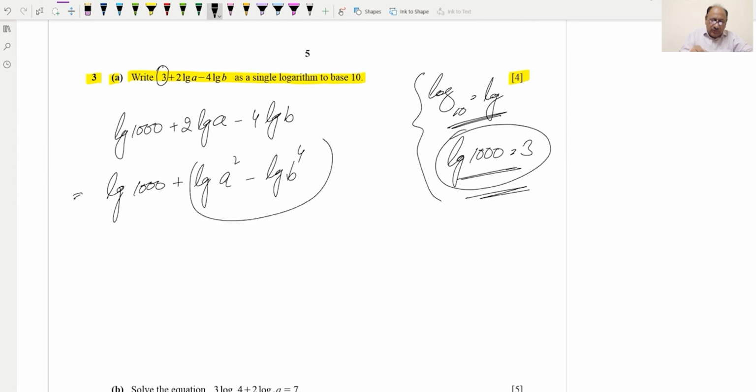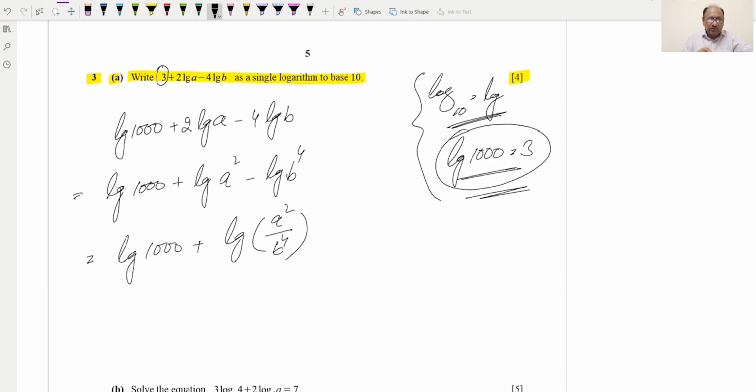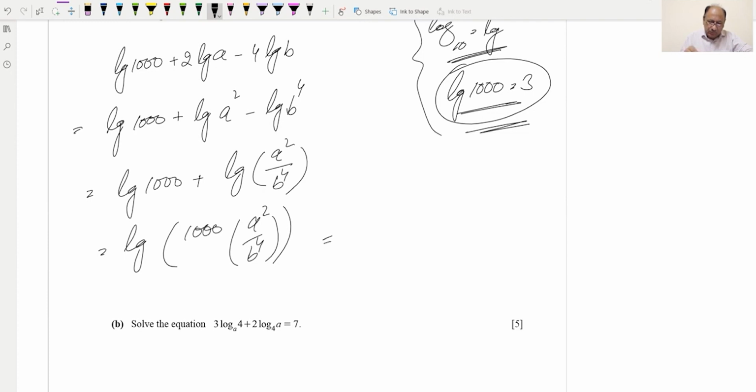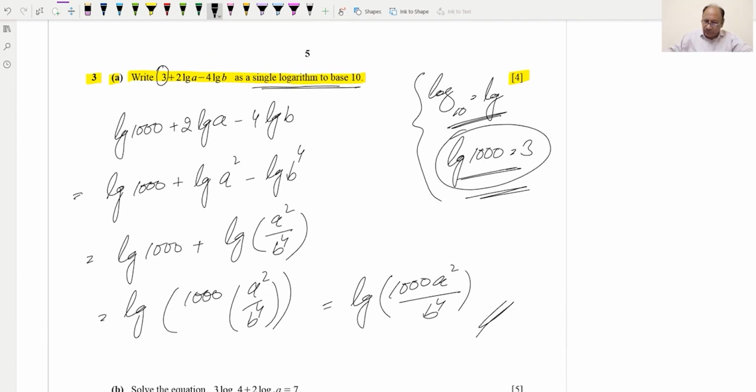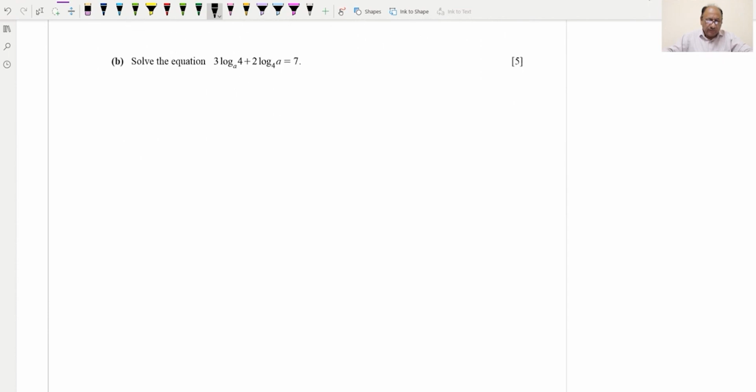Now this is the log a minus b formula. We will be rewriting it as log of 1000 plus log of a squared over b to the 4, and now the log a plus b formula, and we will be multiplying this, so log of 1000 multiplied by a squared over b to the 4. This implies this is equal to log of 1000 a squared over b to the 4, and this will be in brackets, in a single logarithm with base 10. This was the requirement. It was a 4-mark question. It was an easy, straightforward question.